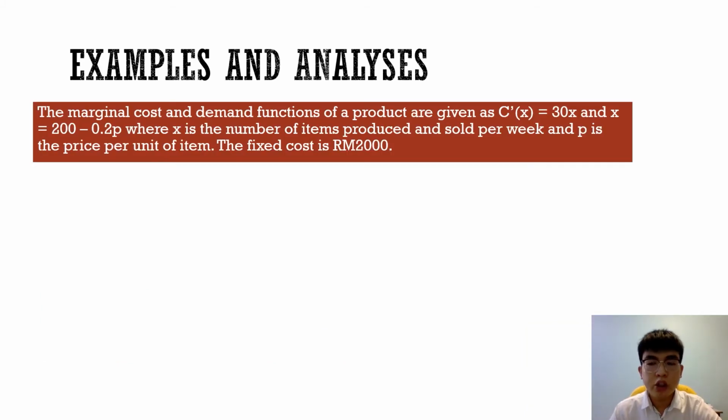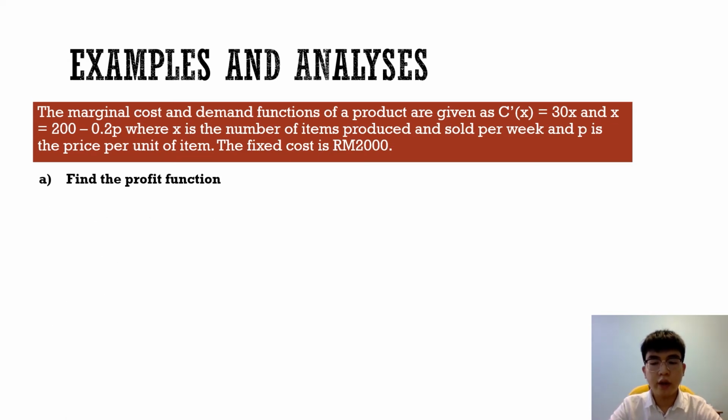Okay, now I will be in charge of explaining example 1. The marginal cost and demand function of a product are given as C'(x) equals 30x and x equals 200 minus 0.2p, where x is the number of items produced and sold per week, and p is the price per unit of item. The fixed cost is RM2000.